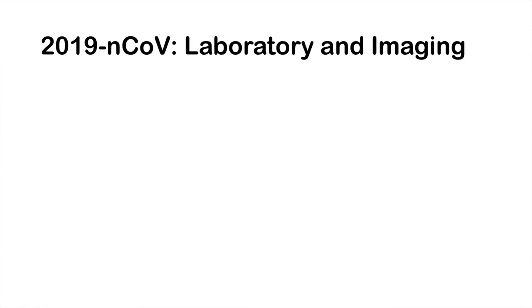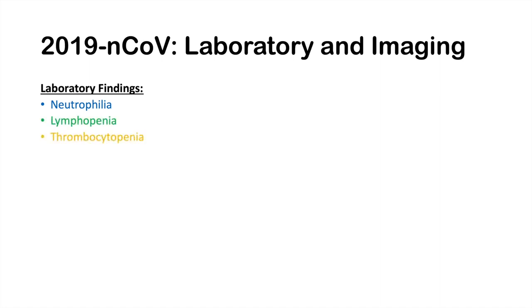So we're now going to talk about laboratory and imaging findings. Some of the laboratory findings in individuals with this virus include the following: neutrophilia, so increased neutrophil counts; lymphopenia, so decreased lymphocyte counts; thrombocytopenia; transaminitis. Transaminitis is essentially having increased ALT and AST levels. Those are enzymes in the liver. So this seems to cause a little bit of liver injury as well, and increased LDH.